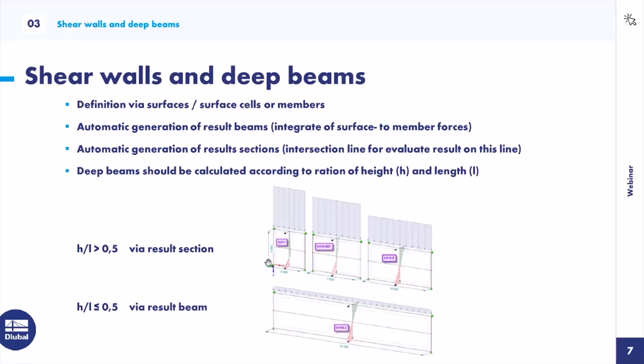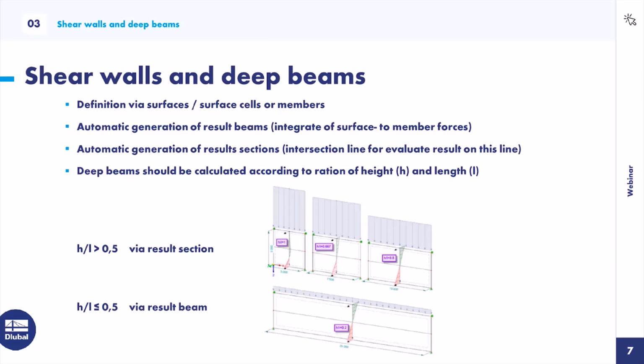But when you have a height to length ratio bigger than 0.5, we say use result sections to have a better, more realistic result for these effects. We also have a knowledge base article on our website about deep beams, and there you can read it again, and the effects are explained there in more detail.